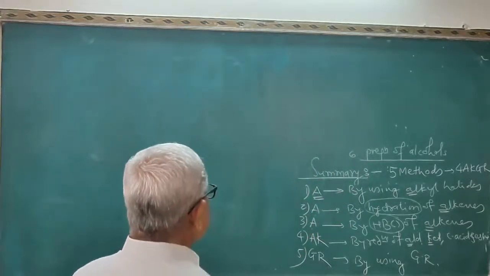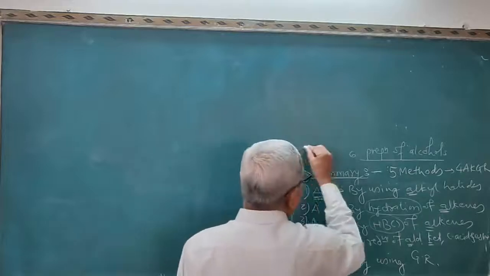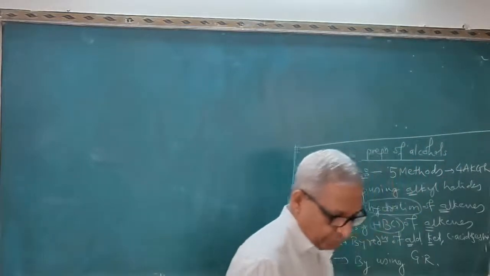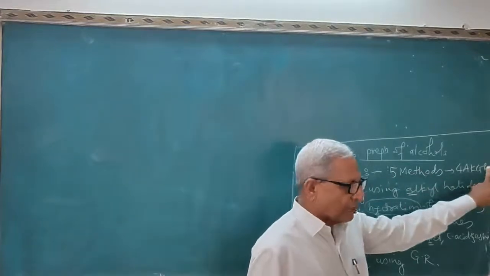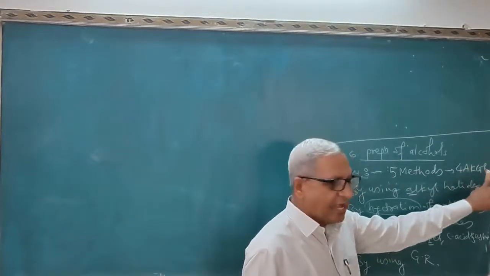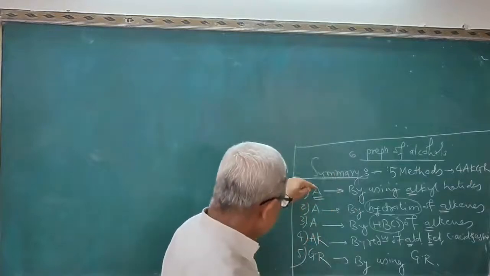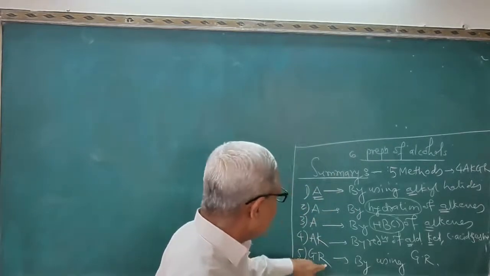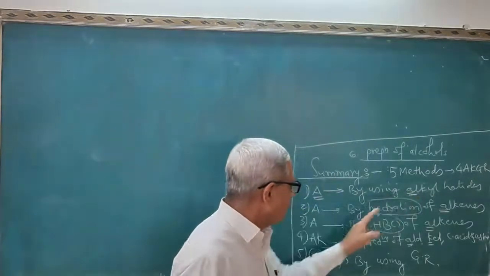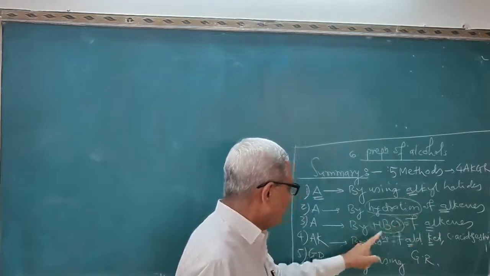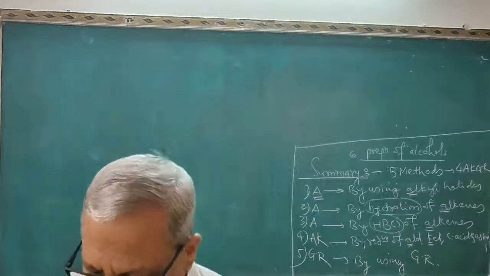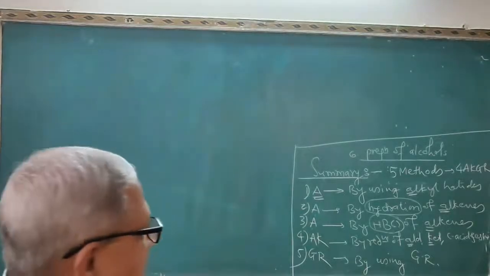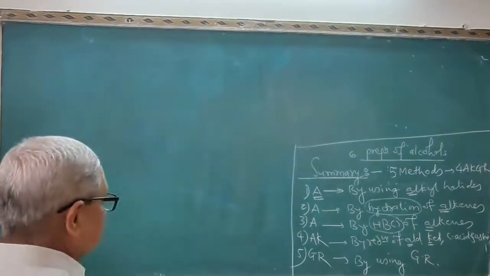So this is the summary of the preparation of alcohols. There are totally 5 methods for the preparation of alcohols that are shortly denoted as 4-AKGR. By using alkyl halides, by hydration of alkenes, by hydroboration oxidation of alkenes, by reduction of aldehyde, ketone, carboxylic acid and esters, and last one by using Grignard reagent.